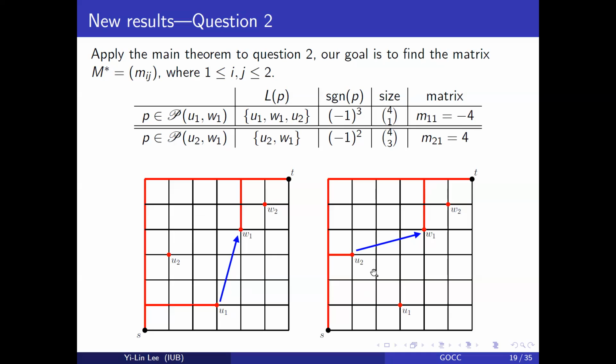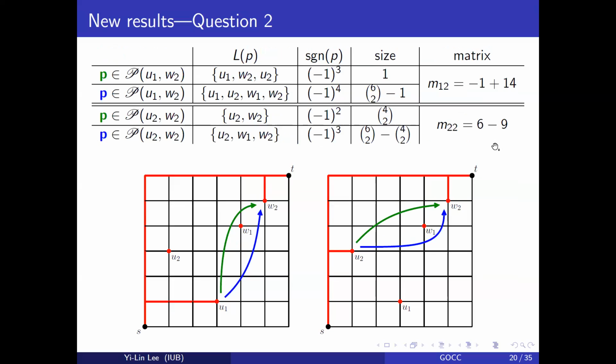And similarly, if you look at the path going from U2 to W1, in this case, U2 and W1 are on the left side. So there are 2 elements in the set of LOP. And so this contributes the positive path sign. And the matrix (2, 1) entry is 4.